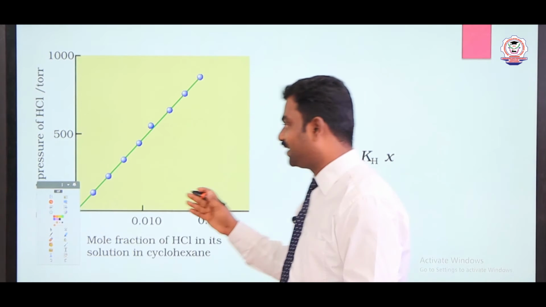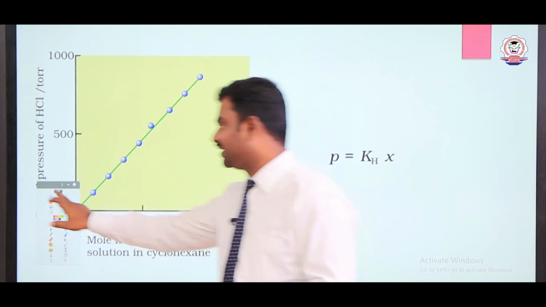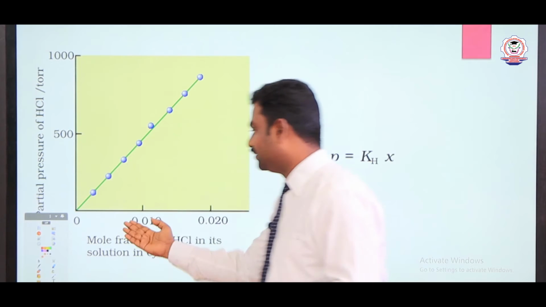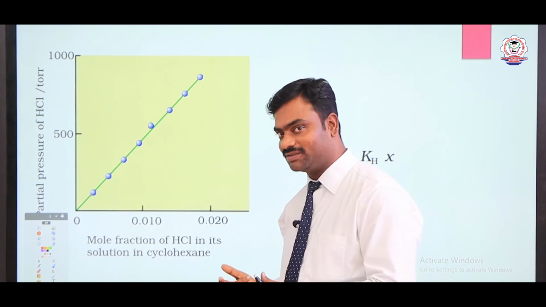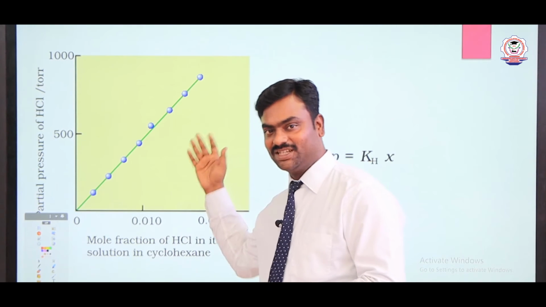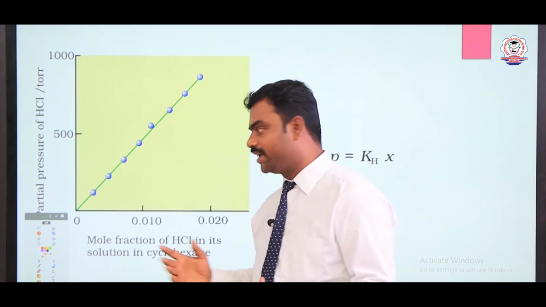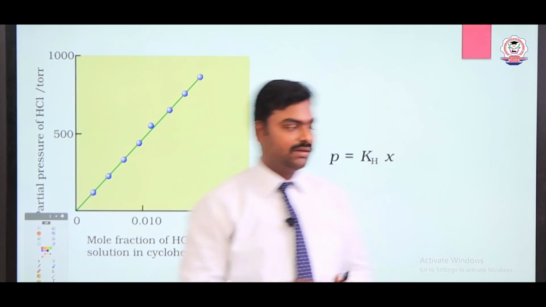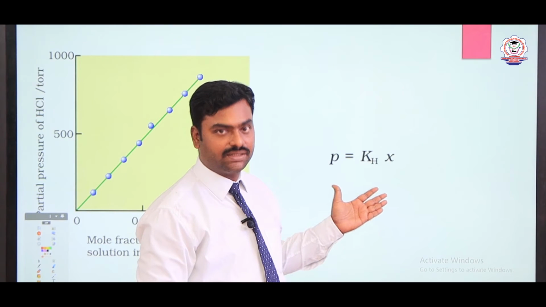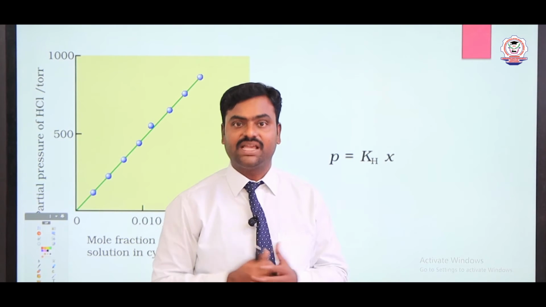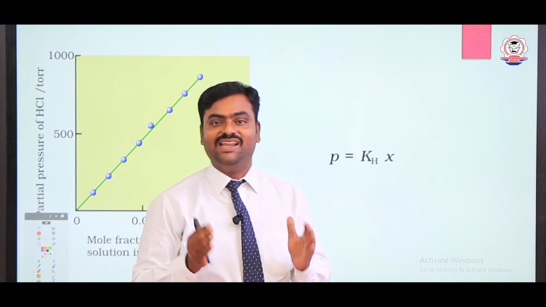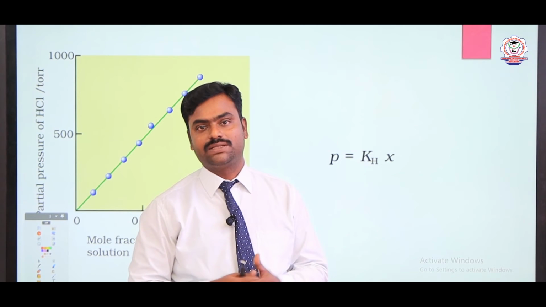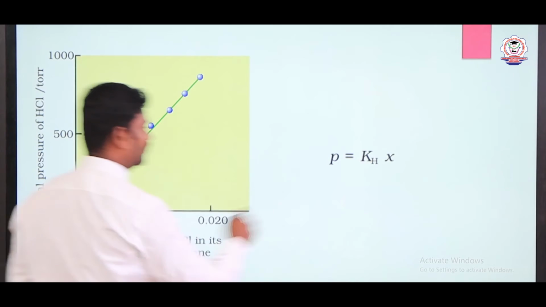See here, there is a graph. What is the graph telling us? When the partial pressure of the gas increases, the mole fraction of the gas dissolved in the solution also increases. We are getting a straight line. So we can compare P is equal to KH into X with the straight line equation. What is that? y is equal to mx plus c.